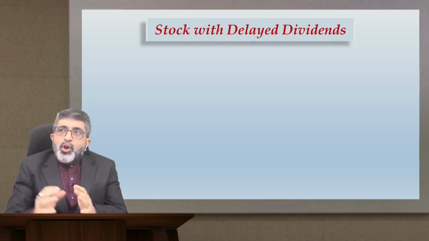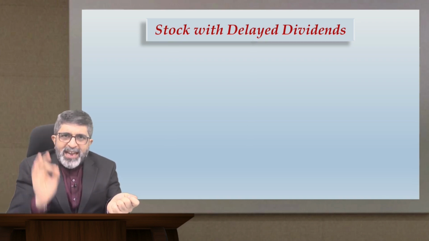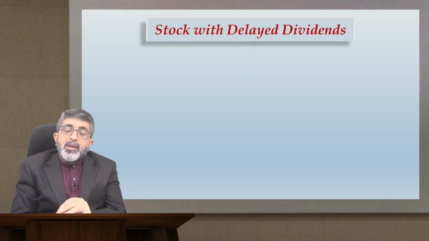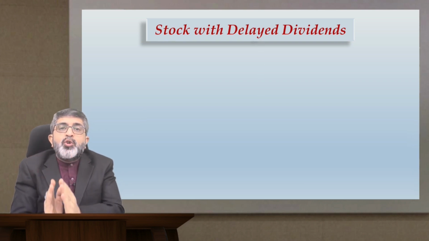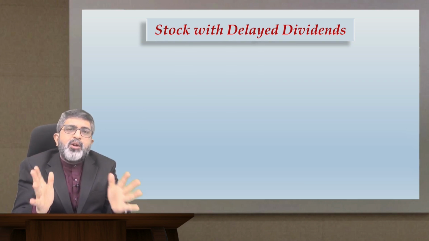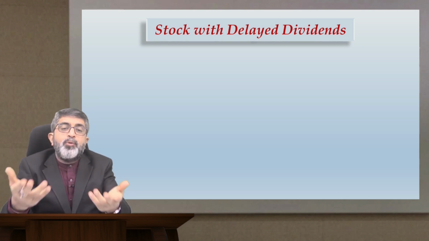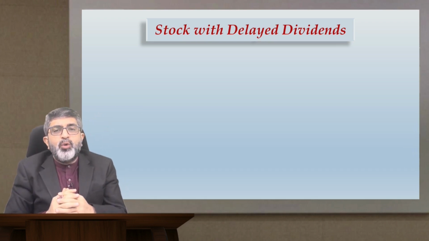Imagine Gordon's model, as I explained to you, cannot be applied for companies that do not pay dividends. What if a company has decided not to pay dividends for a certain number of years, but thereafter it is expected to pay dividends, and from that point the dividends are expected to grow?